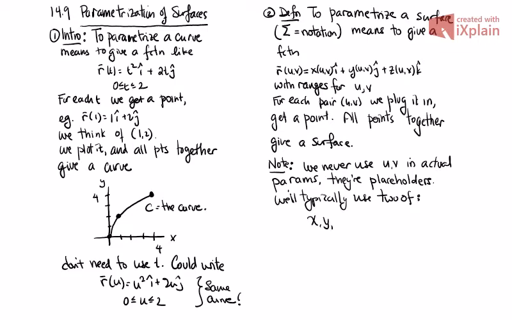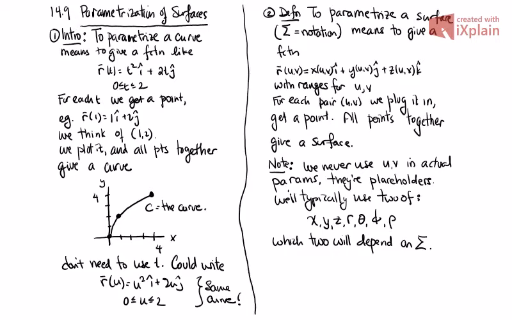X, Y, Z, all these familiar ones, R, theta, phi, and rho. And which two will depend upon the situation, as we'll see. Will depend, let's say, on sigma. So what I'll do next is I'll do two specific examples that are custom chosen to show a very important point that needs to be made about parametrizing surfaces.